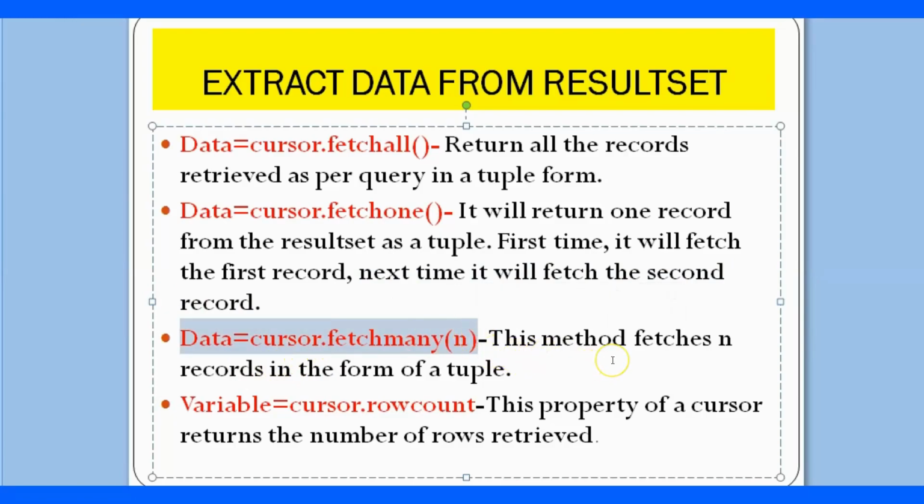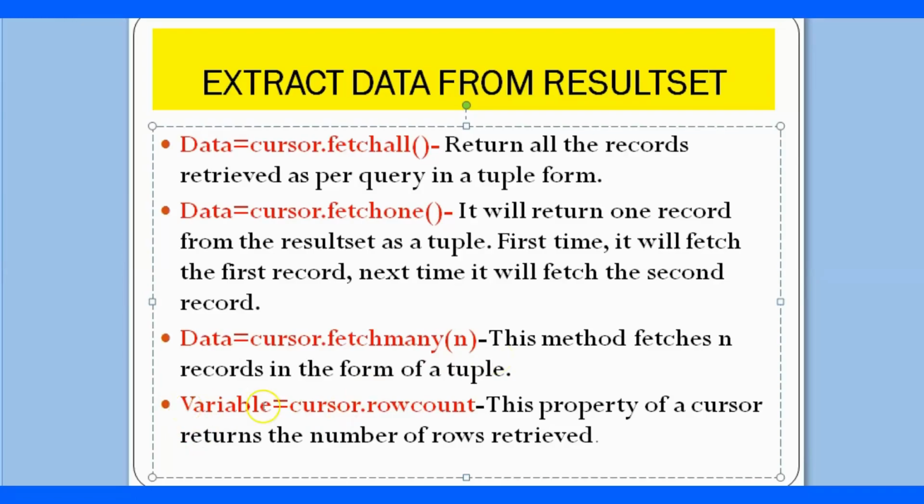This method fetches n records in the form of a tuple. So fetchmany contains an argument, where n is the argument. If we give 3 or any number in the argument section, then it will fetch that many records in the form of a tuple. Okay, don't worry, I will show all those things in the practical.